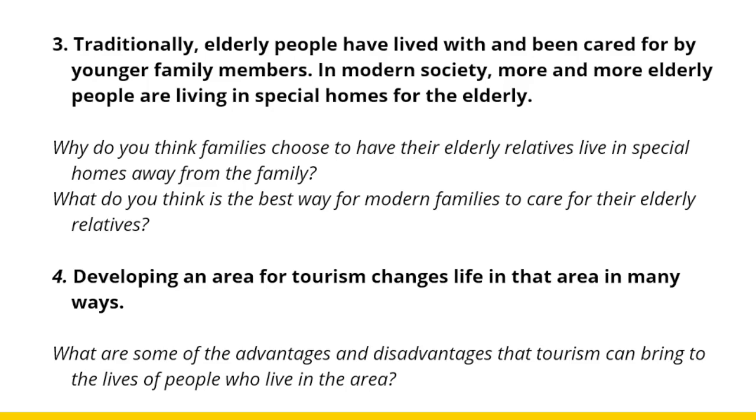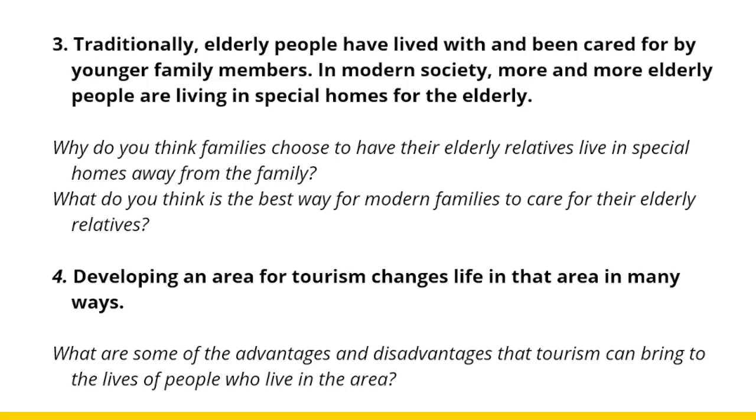Alright guys, and then the fourth type of essay we have, here we have a prompt. Developing an area for tourism changes life in that area in many ways. And again, we have a topic, we have a prompt, but what they're asking is quite different. So read it carefully. What are some of the advantages and disadvantages that tourism can bring to the lives of people who live in that area?